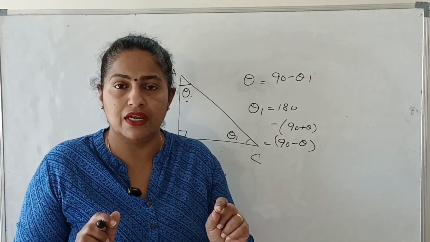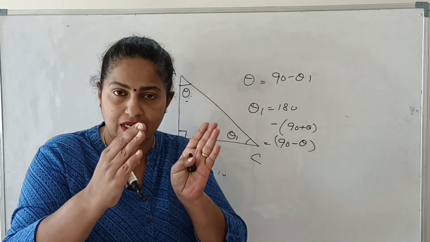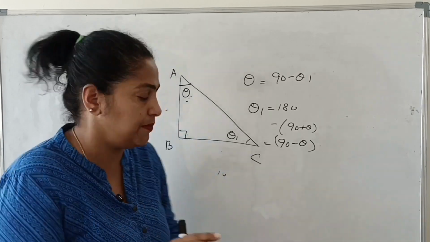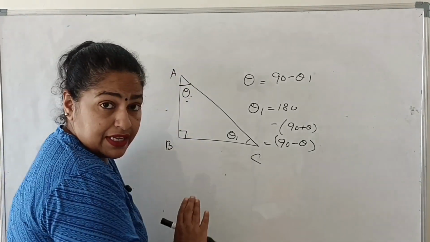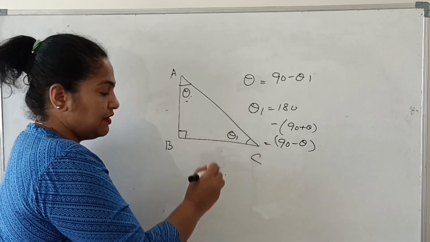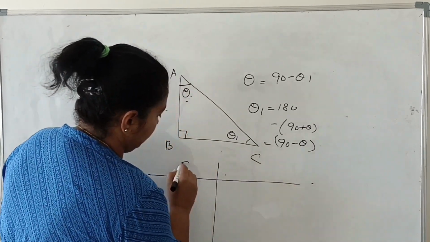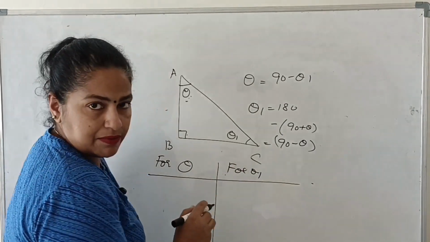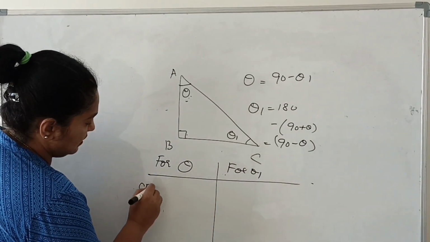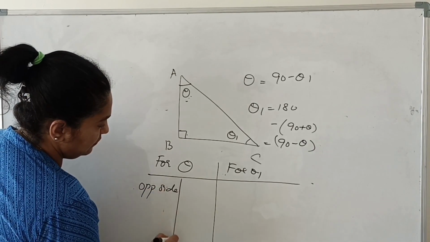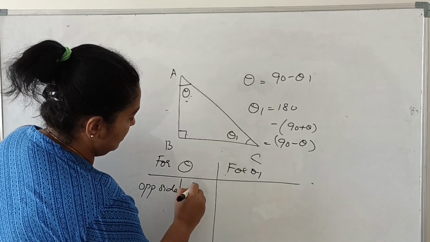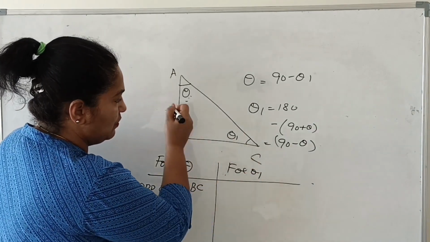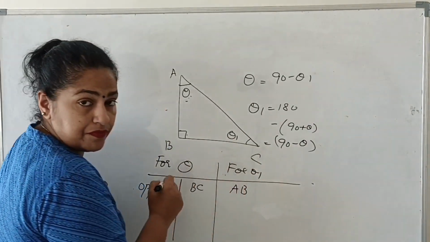I am going to write down these particulars in a table so you get a very clear understanding of which angle I am talking about at what time. This is your diagram. This is theta and this is theta 1. So, for angle theta and this is for angle theta 1. What is the opposite side? Opposite side for angle theta is BC. What is the opposite side for angle theta 1? Standing from here, when you look here, it is AB.